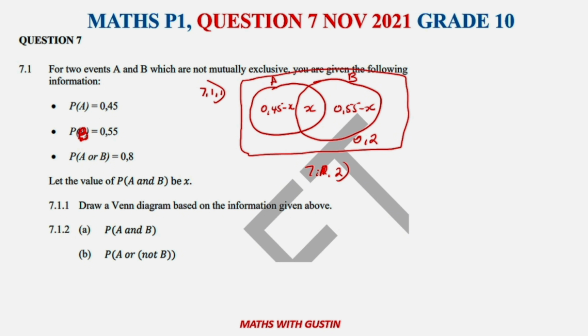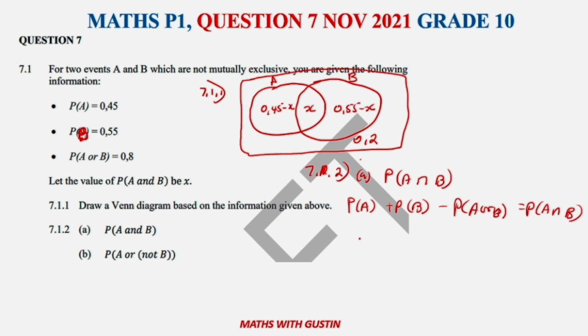Now let's come to 7.1.2. It is divided into two questions. A says we need to find the probability of A and B, which is the intersection, guys. This is going to be given to us by our original probability formula: probability of A plus probability of B minus probability of A or B is equal to probability of A and B. So we need to add this one now.